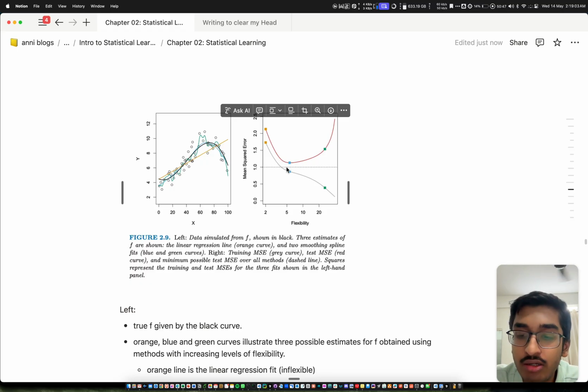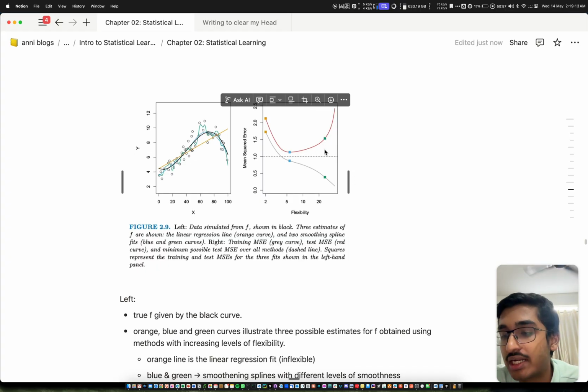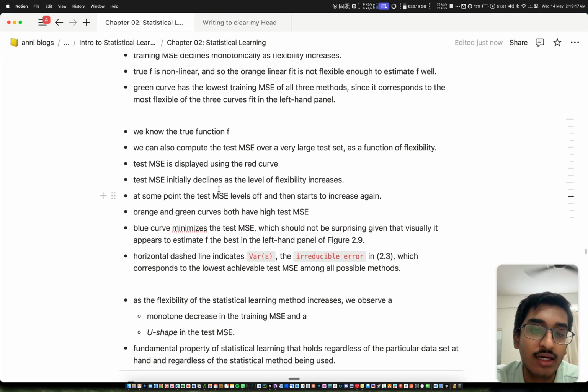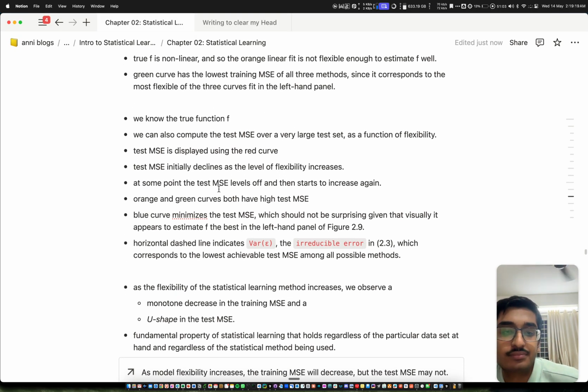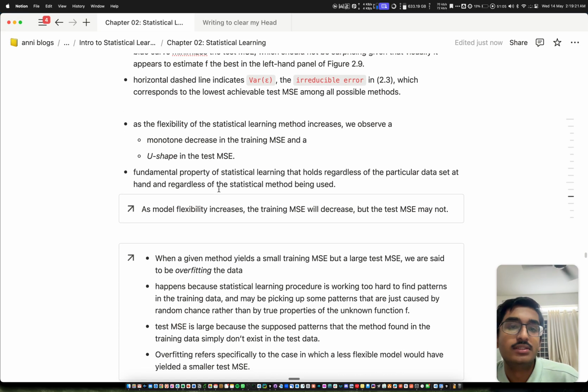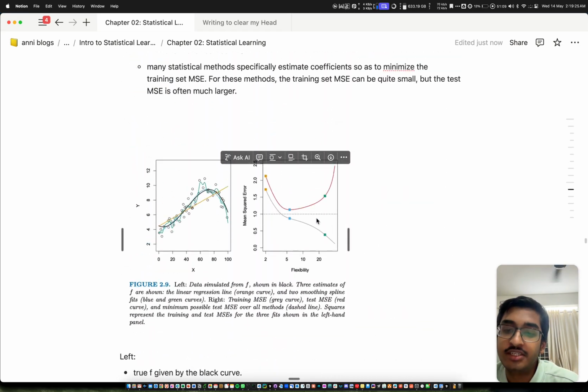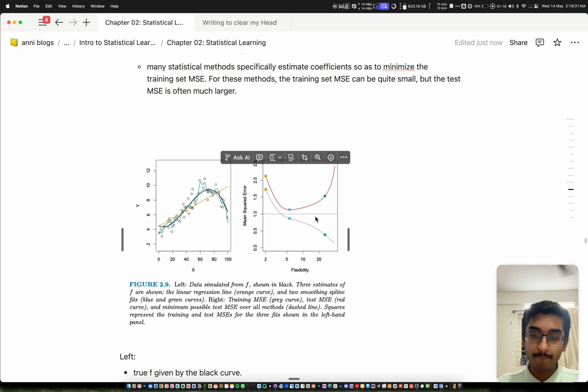But when we crank the flexibility up to the maximum, and we fit the green curve, it does a terrible job and it has a high test MSE, right? Because it doesn't generalize, hasn't fit the pattern. And the horizontal dashed line basically indicates the variance. That is irreducible error. No matter what you do, you can't get a test MSE lower than that.